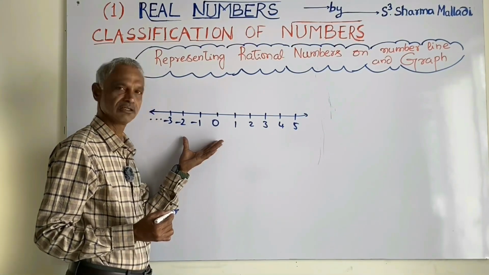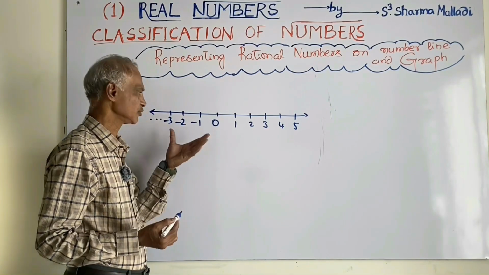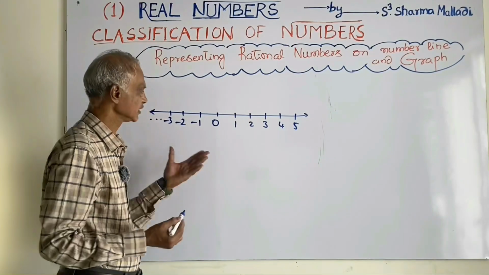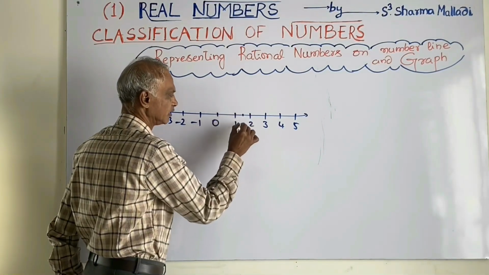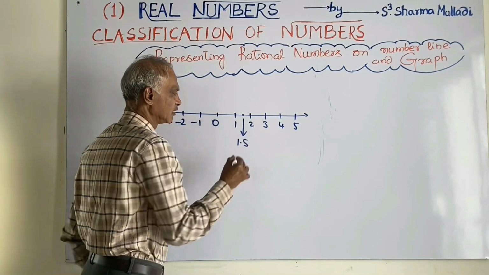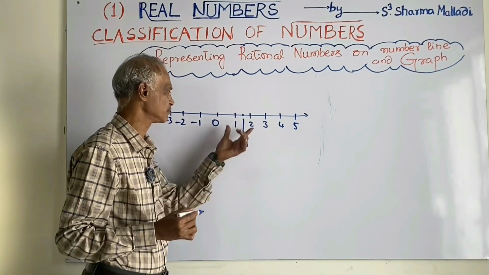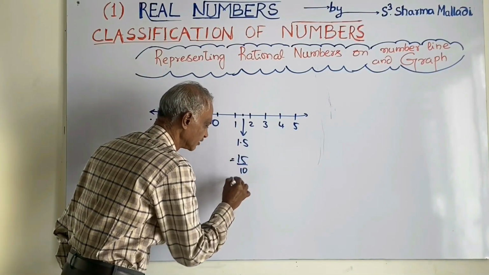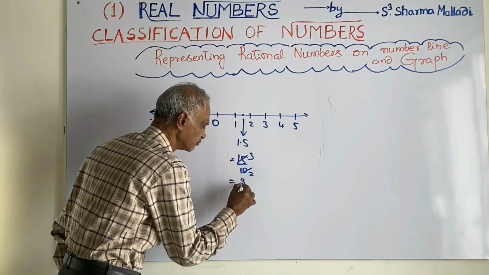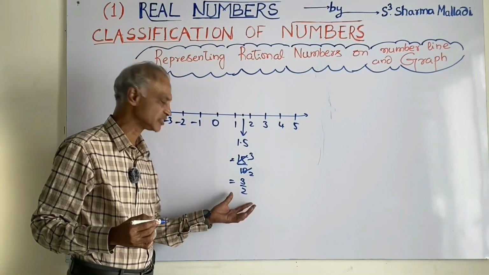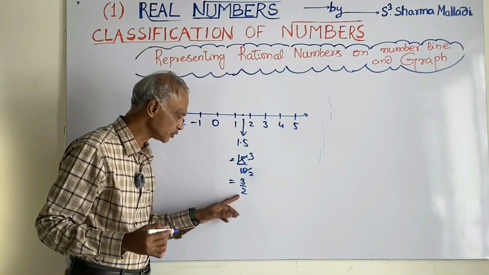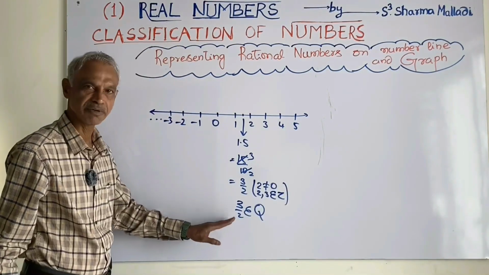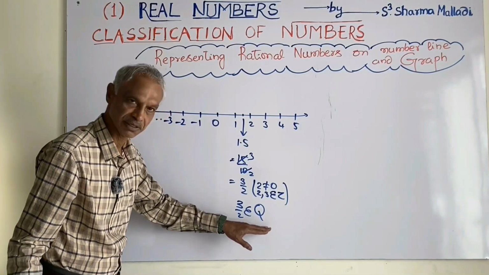Now, you see, these are rational numbers. If you see this one, these are integers, but these are rational numbers. You take this here 1.5. 1.5 is between 1 and 2. 1.5 can be written as 15 by 10. 5 3s are 15, 5 2s are 10, so it is 3 by 2. It is a rational number which is in the form of P by Q, Q is not equal to 0. 2 and 3 are integers. Therefore, 3 by 2 belongs to rational numbers Q.